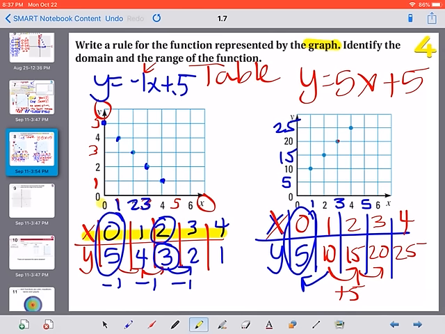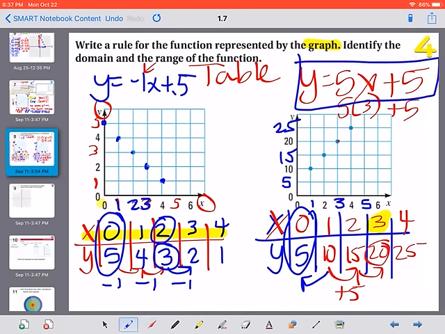So test a number if you're not sure. 3, if I plug in 3, 5 times 3 is 15. 15 plus 5 does give us 20. So this is our rule, y equals 5x plus 5.